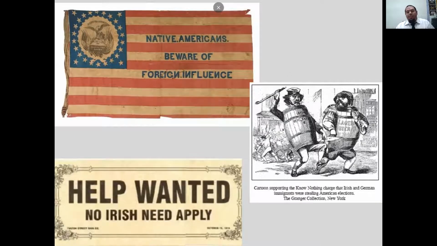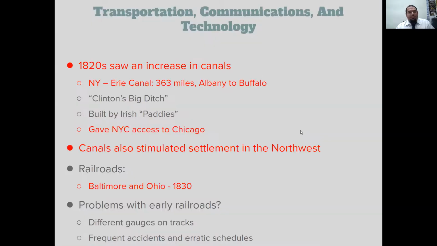And here you have, you saw this yesterday or a couple days ago in the last lecture, a cartoon supporting Know Nothing, that Irish and German immigrants were stealing American votes. The lager of beer stands for Germany, the Irish whiskey stands for Ireland, and they're carrying the ballot box, stealing the vote.